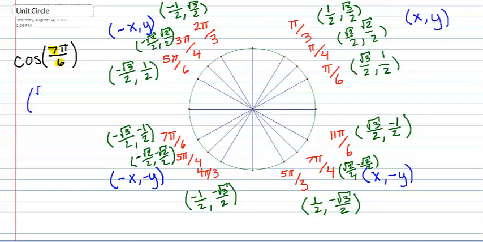It's root 3 over 2, 1/2, and we know they're both negative, right? Because it's in the third quadrant, and I am choosing the x coordinate because that's what cosine does. It takes the x coordinate, whereas sine takes the y coordinate. And that's how I can figure out quickly what the answer of cosine of a normal angle is.